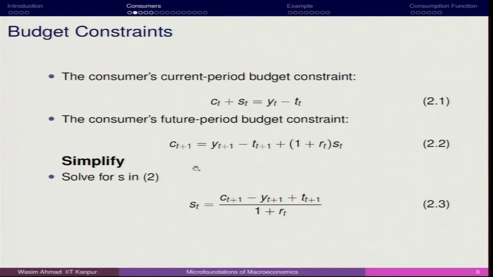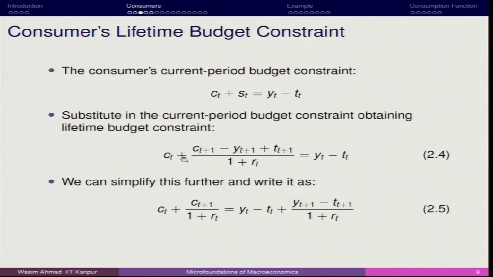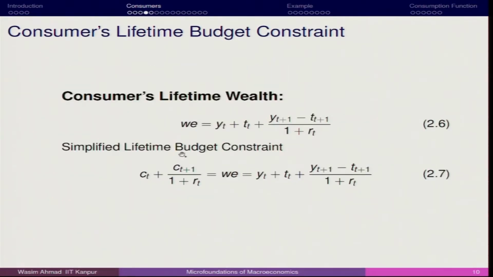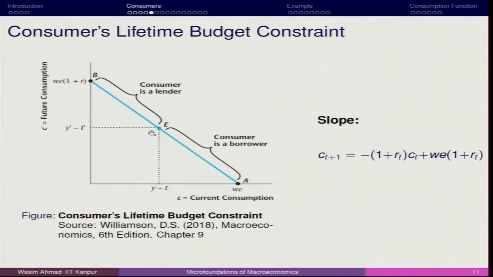So, here if we simply substitute this in the current period, then you have Ct plus Ct plus 1 minus Yt plus 1 plus Tt plus 1 upon 1 plus Rt, which is equivalent to Yt plus Tt, and finally we are able to derive this part, which is the lifetime budget constraint. So, this is how it looks. The simplified lifetime budget constraint is this, right.